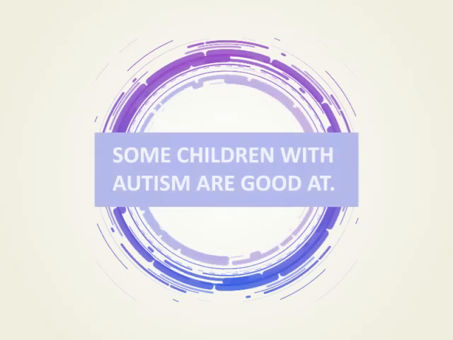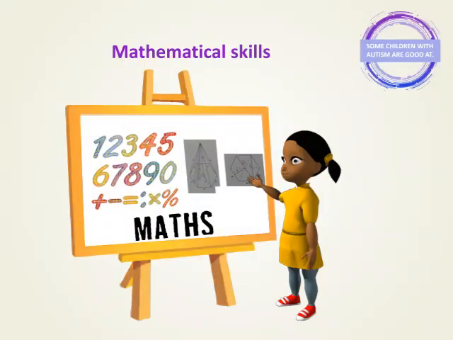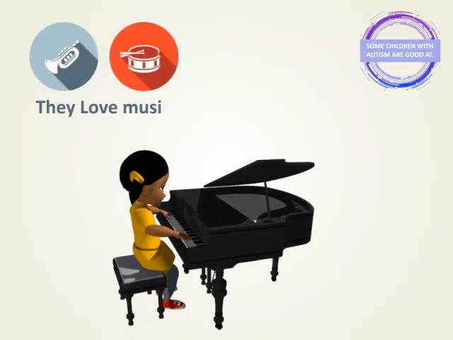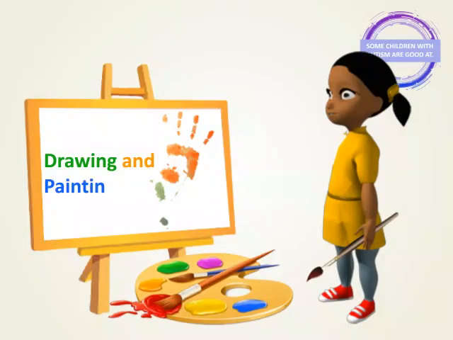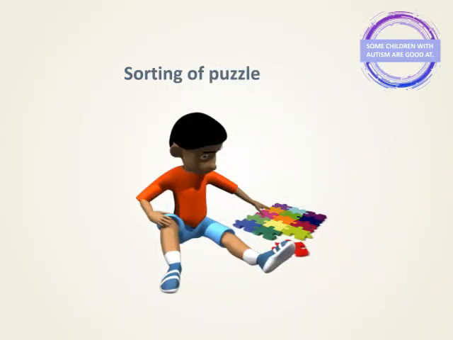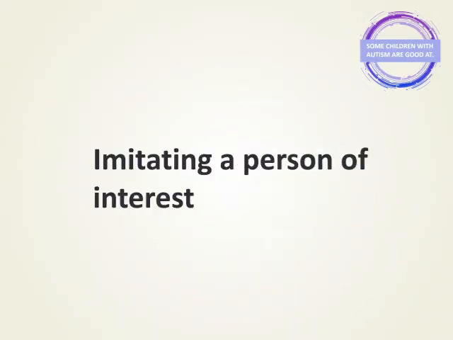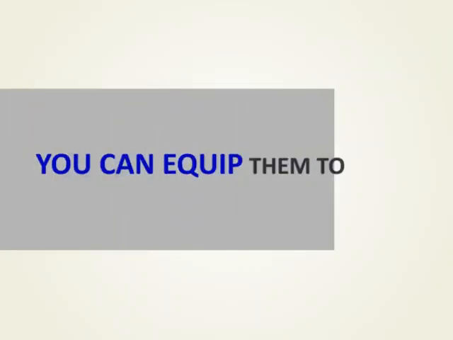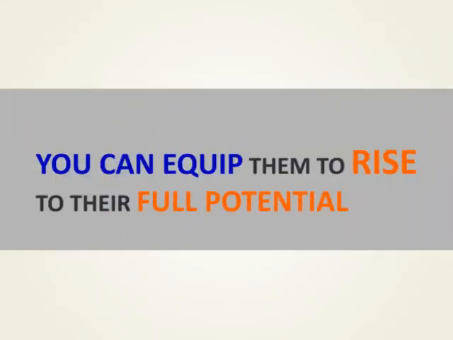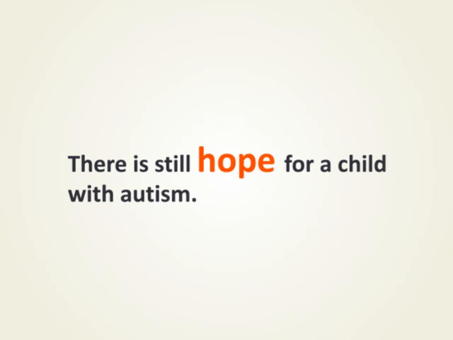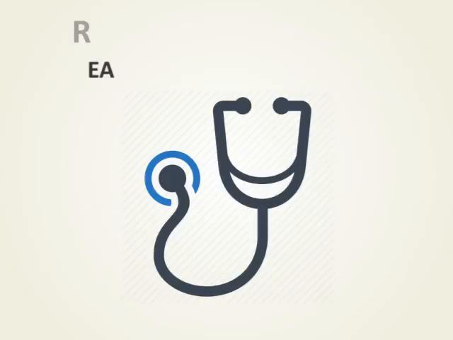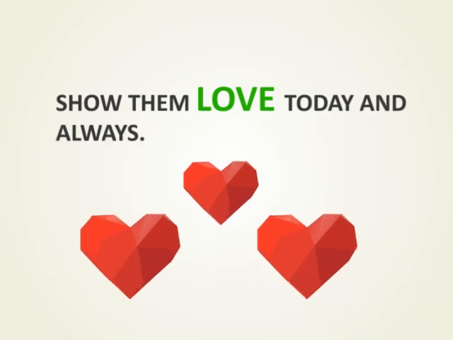Some children with autism are good at mathematical skills. They love music, playing of musical instruments, drawing and painting, sorting of puzzles, listening to songs and rhymes, imitating a person of interest. You can help them to rise to their full potential. There is hope for a child with autism. Early diagnosis is key. Show them love today and always.